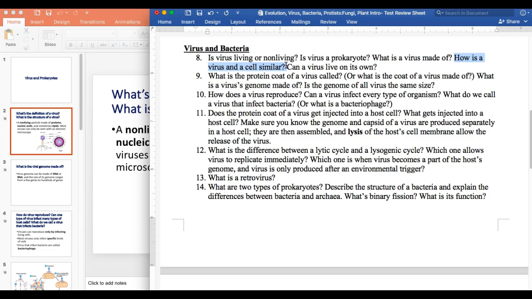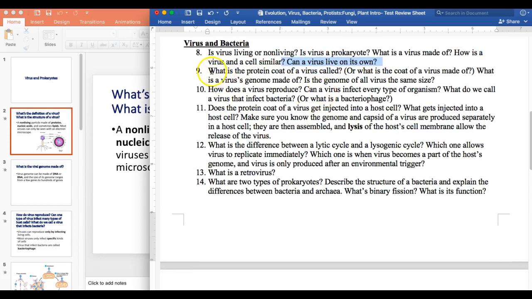A cell and a virus are similar only because they both potentially have DNA as a genetic material. If a virus has RNA, then that's not similar to an actual cell. The protein can also be considered a part of it, but the DNA is definitely the most important part. Can a virus live on its own?